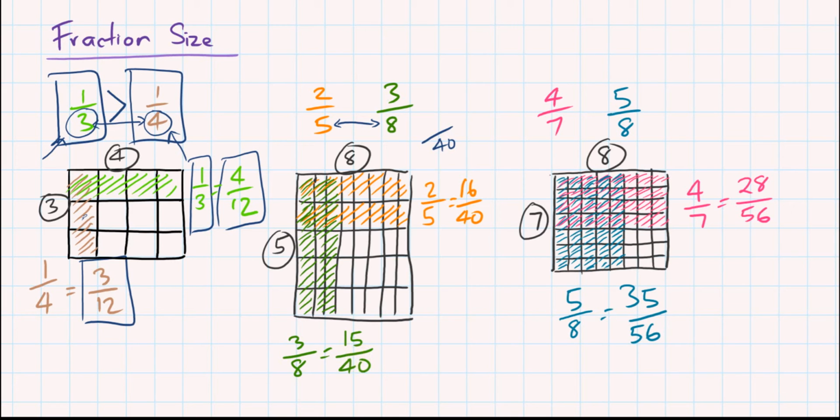40ths. So we can see here by comparing these two fractions, that is comparing 40ths, 3/8 is 15 40ths, whereas 2/5 is 16 40ths. So that implies, or that shows, that 2/5 is larger. So 2/5 is larger than 3/8, and that's because I've got 16 40ths here compared to 15 40ths there.